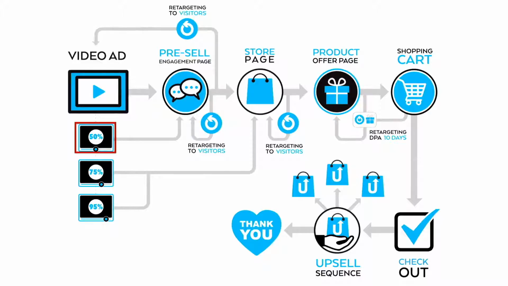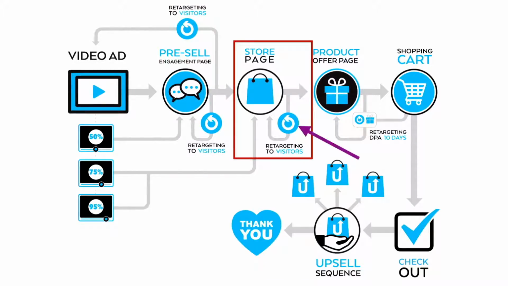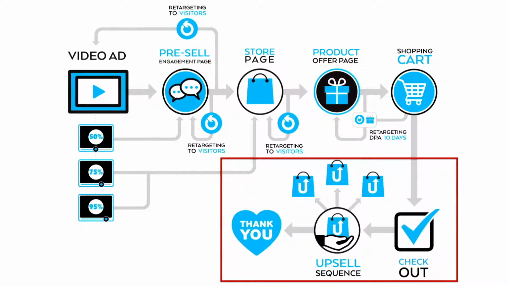And if they didn't click through, you can retarget them. Then we target people who watch 75 or 95%. Those people we send to the offer page. Then we are retargeting folks who engage with the content but didn't click through to the store page. And then we are retargeting folks who visit the store, people who visit the product offer page and shopping cart, and then obviously our checkout sequence.